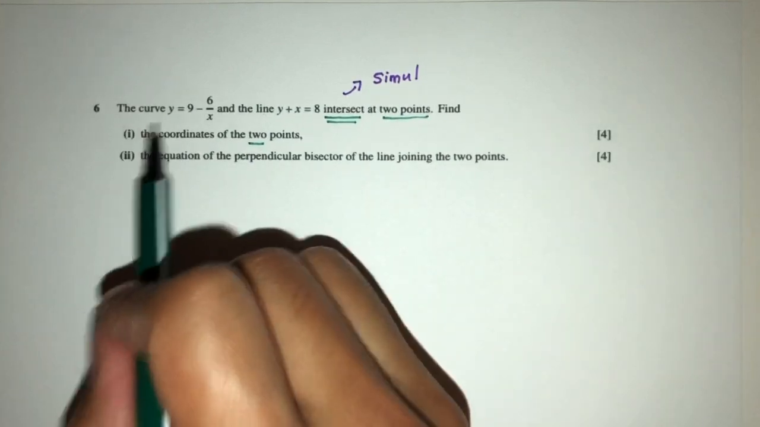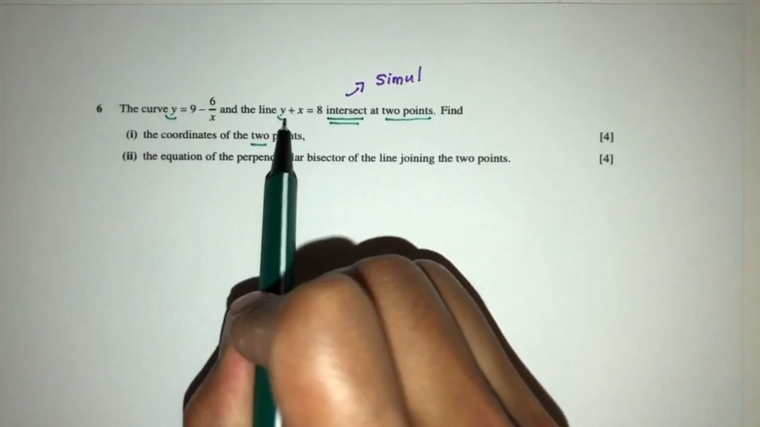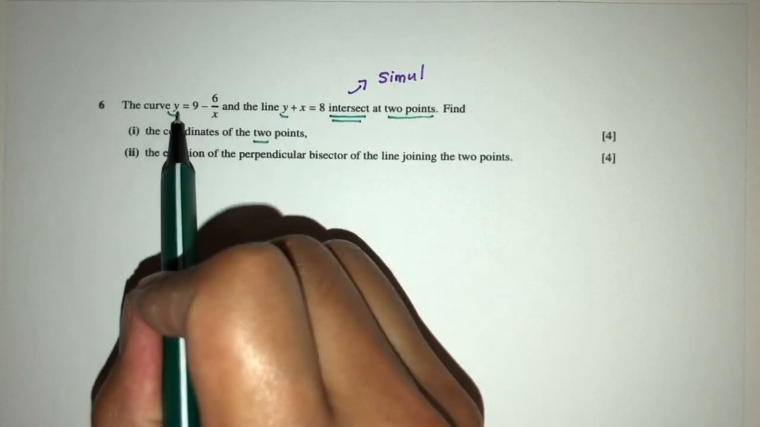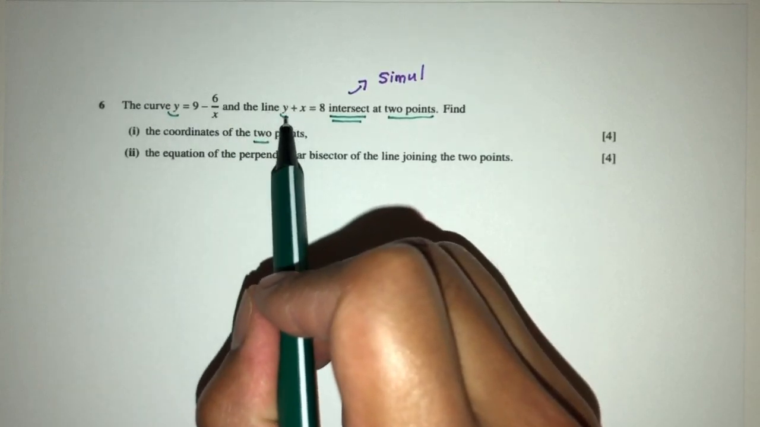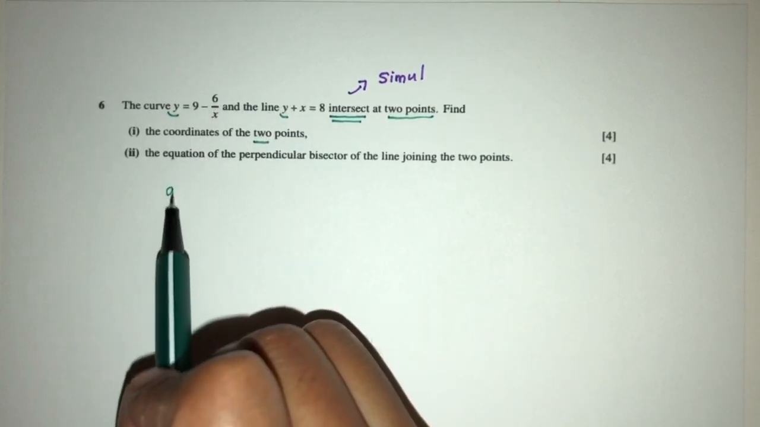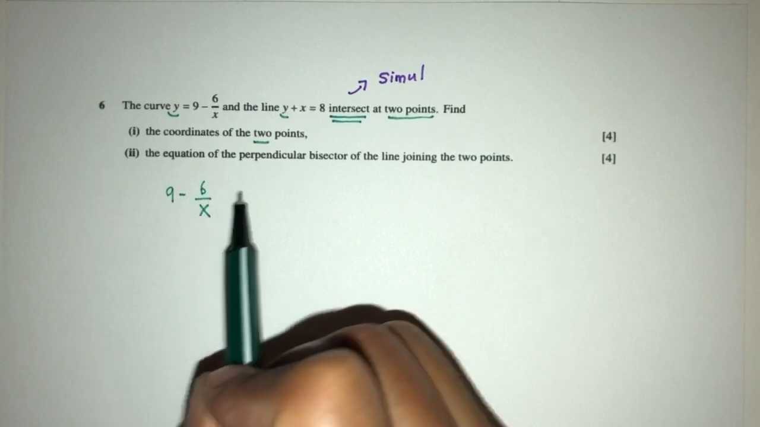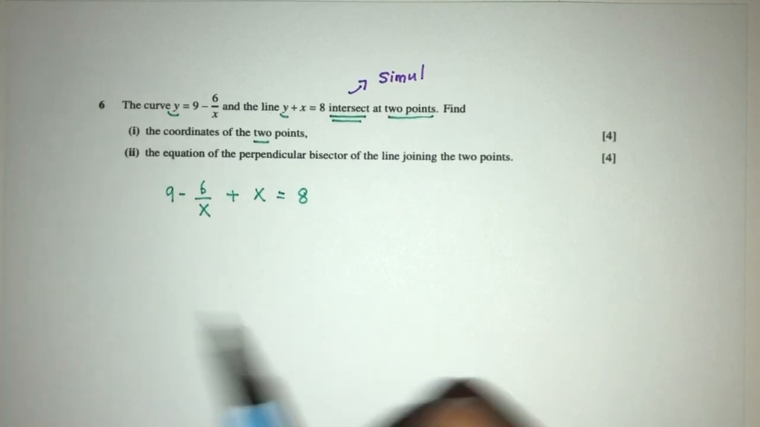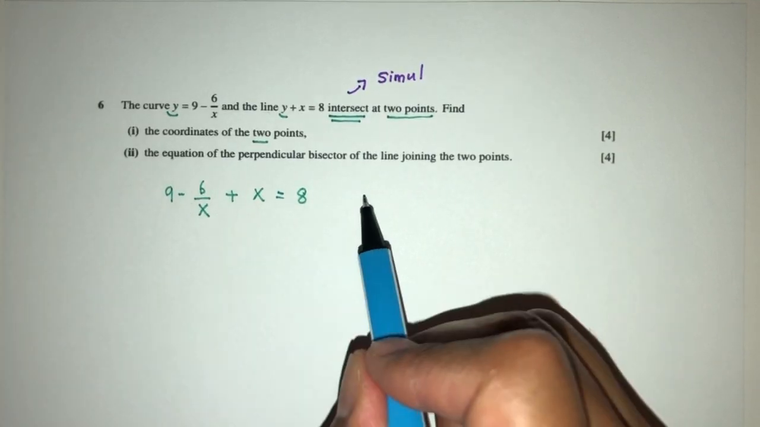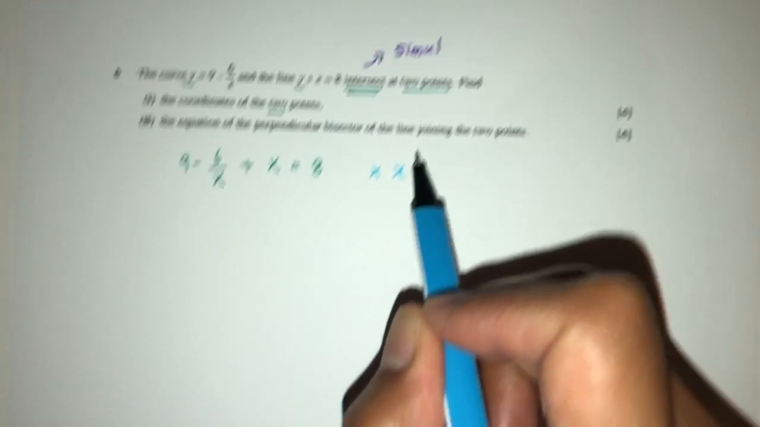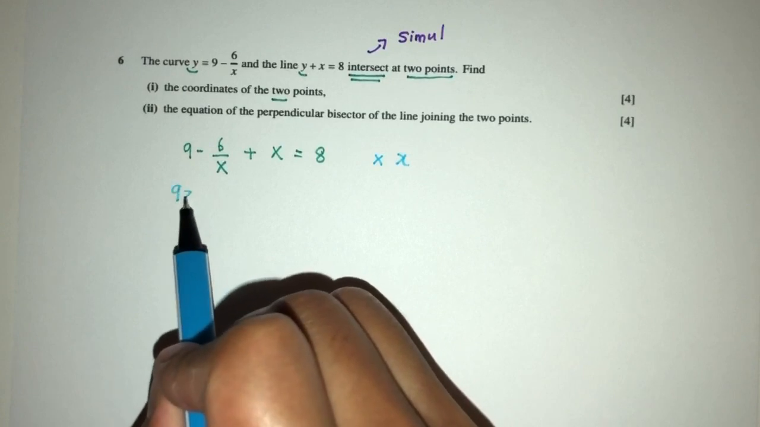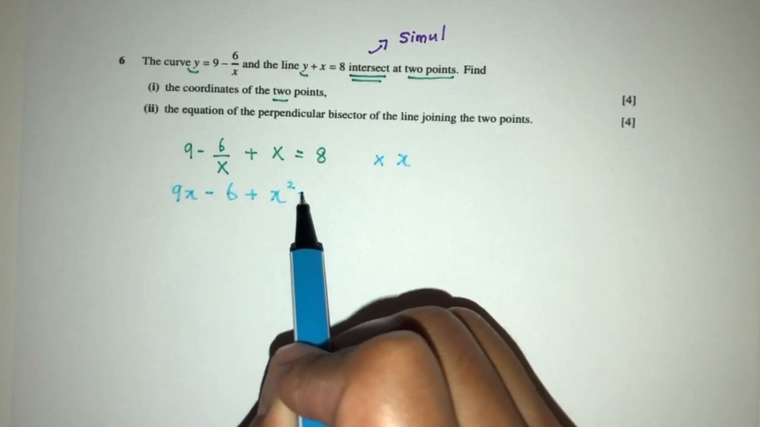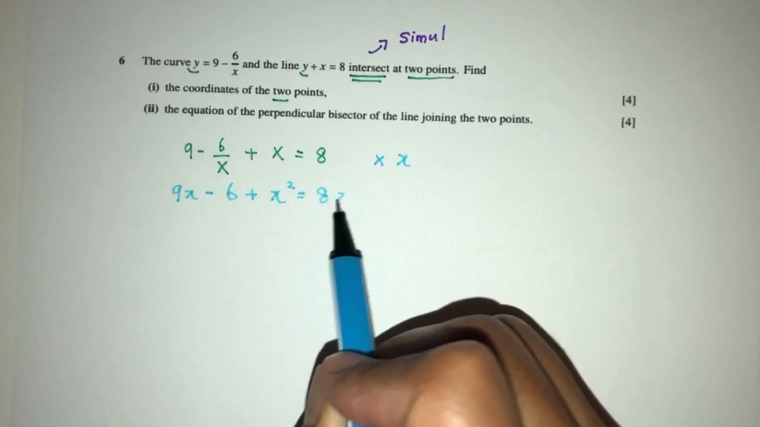So pretty easy. Here we have y, and here we have y. We can substitute into each other. So we write 9 - 6/x + x = 8. To eliminate this fraction, we have to multiply by x everywhere. You will have 9x - 6 + x² = 8x.